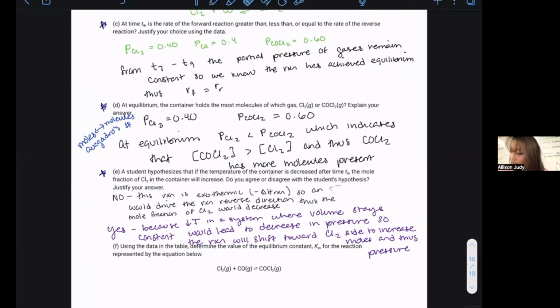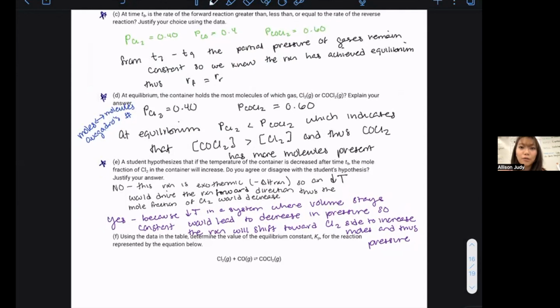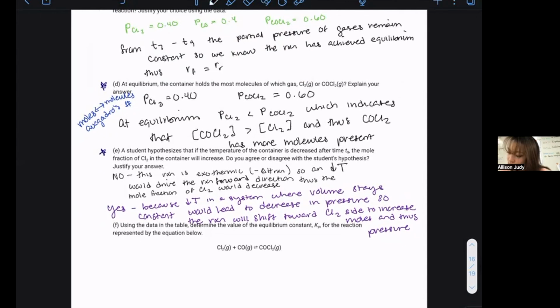So wow, I misread that question. Let me go ahead and correct that: this reaction is exothermic. So a decrease in temperature would drive the reaction in the forward direction. Thus the mole fraction of Cl2 would decrease, not increase, because Cl2 was on the reactant side. So we'd want to move it forward, and that's the way it would be used up and decreased. Sorry, it shows you how important it is to read the question and not fill in the prompt with what you think is there. So that's kind of the overview.